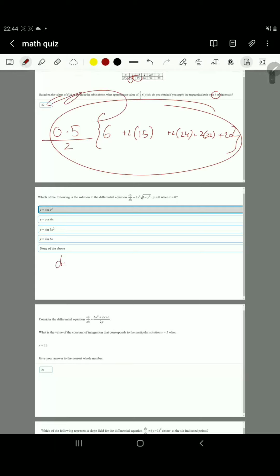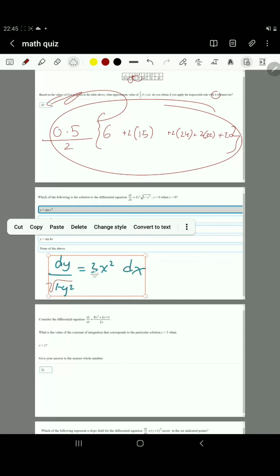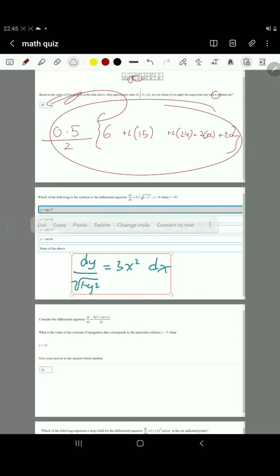Next question. dy dx is equal to 3x squared radical 1 minus y squared. We're going to isolate the x's together, and we're going to isolate the y's together. So how do we do that? We cross multiply, we bring the dx over here. And now we divide by radical 1 minus y squared. Now the x's are together, y's are together. So to get rid of the dx and dy, we just integrate on both sides.